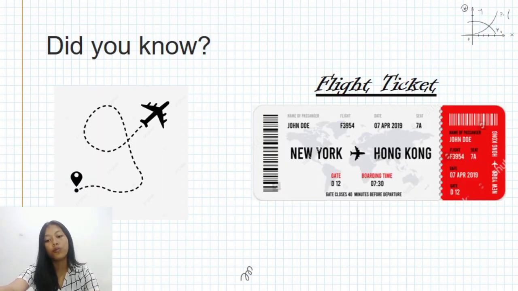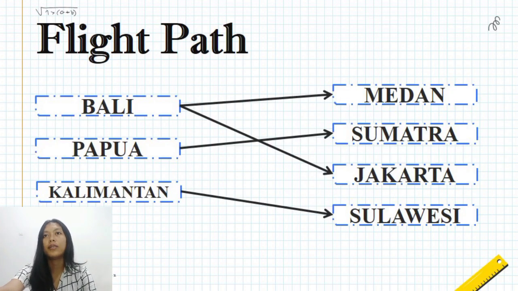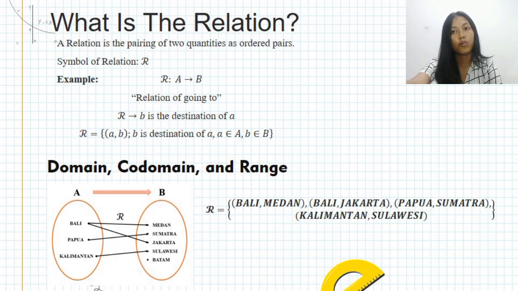Did you know flight tickets relate to relations? This is a flight path. You can see on the screen Bali to Medan, Bali to Jakarta, Bali to Sumatra, Papua to Sumatra, and Kalimantan to Sulawesi. So, what is the relation?